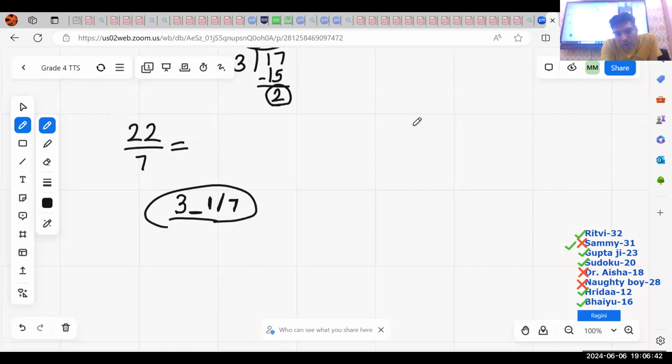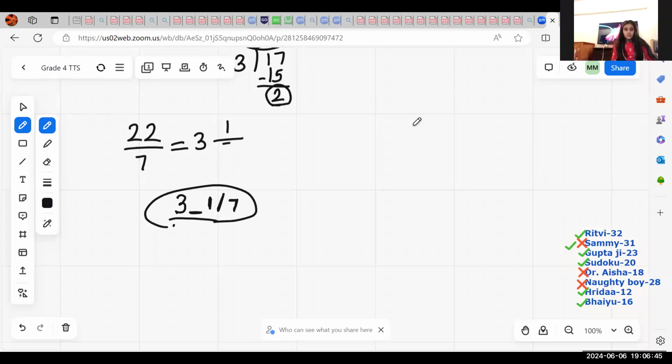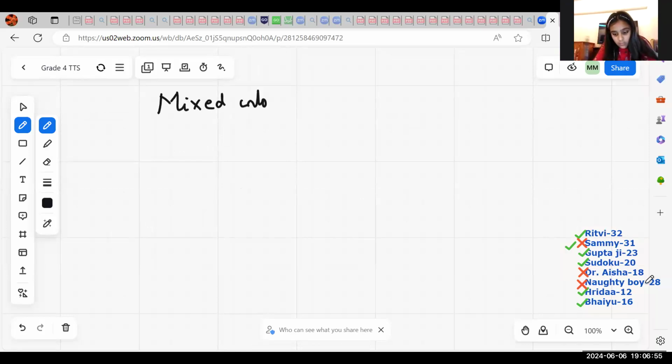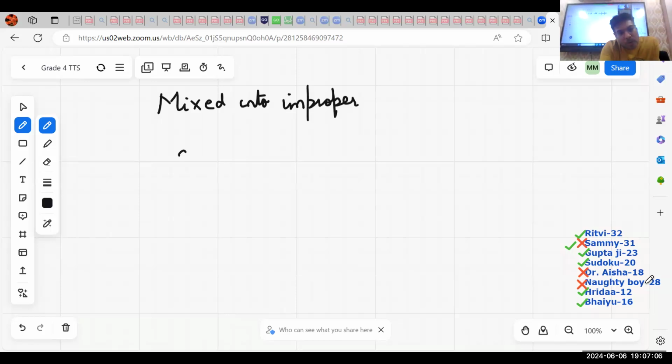All right, Aisha, understood how you have to send? Yes, sir. Chalo guys, so now we will do the opposite. We will convert mixed into improper. Remember, we can convert improper to mixed and mixed to improper. So how we will do, suppose we have the number 2 3 by 5. So the process is very simple. Multiply, add, multiply, add, multiply and add.